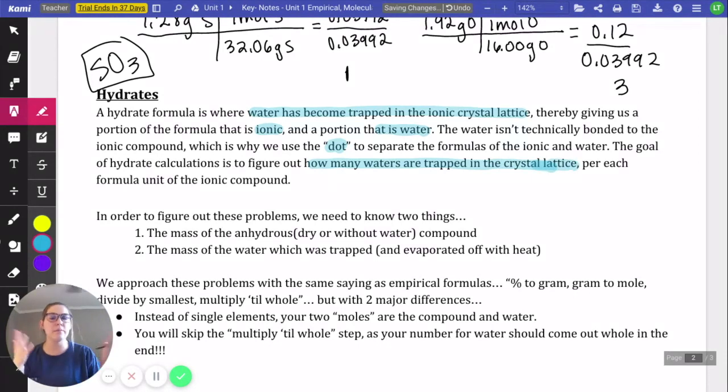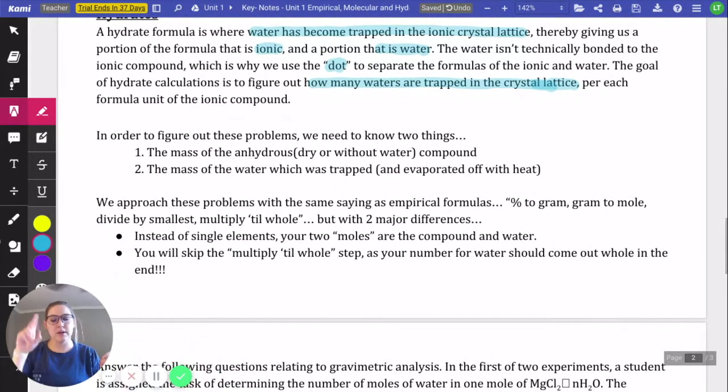So how many moles of water are in there per every one ionic substance, how many waters are there in there? So that's what we're trying to do. So to do that, we need to figure out two things. Number one, the mass of the anhydrous compound. So anhydrous means like dry, no water. And then the mass of the water, which was trapped and evaporated off with heat.